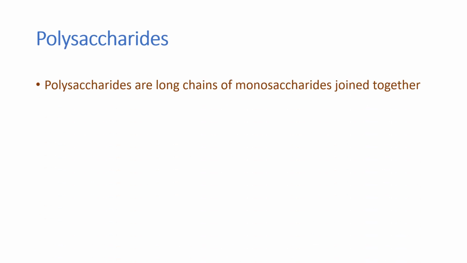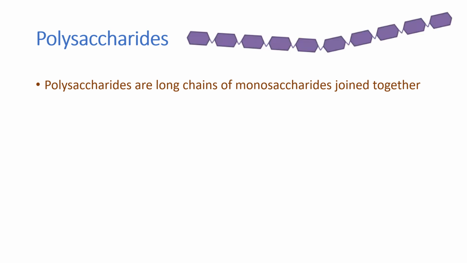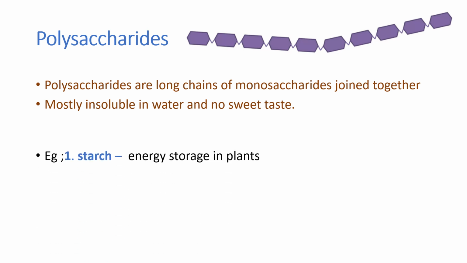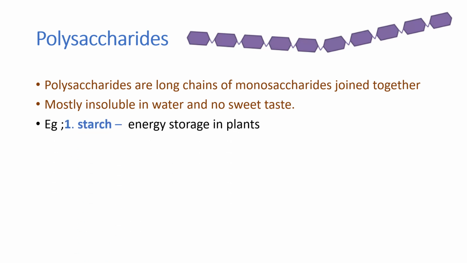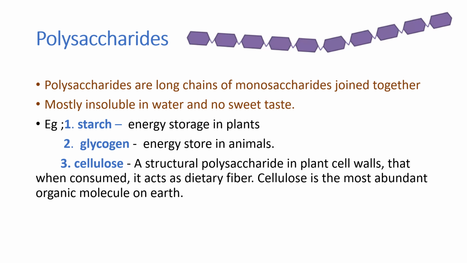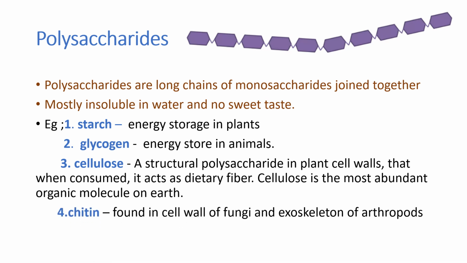Polysaccharides. Polysaccharides are complex carbohydrates made from long chains of monosaccharide molecules. The diagram shows a starch molecule which is made from a long chain of glucose molecules. Polysaccharides are mostly insoluble in water and they do not have a sweet taste. Examples are starch, glycogen, cellulose, and chitin.